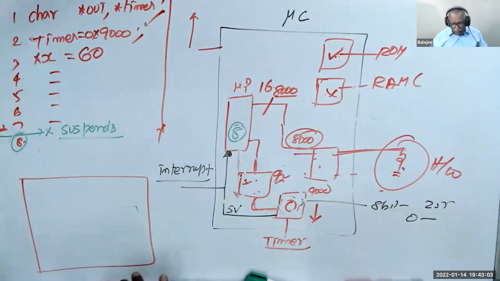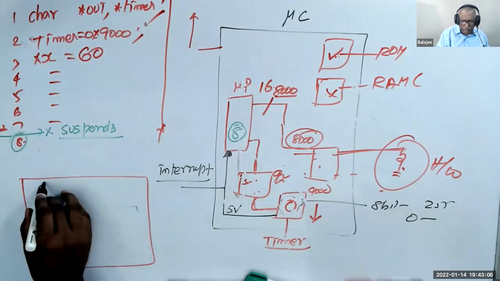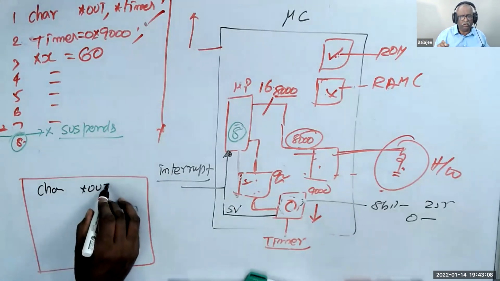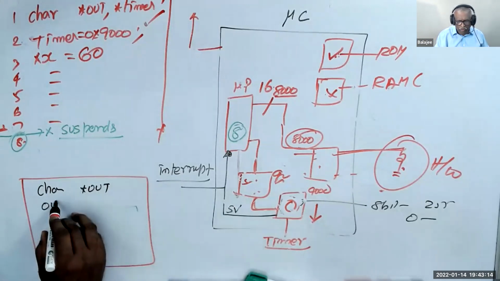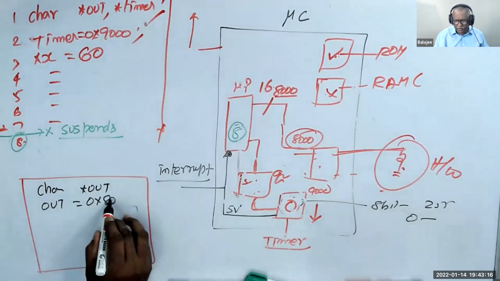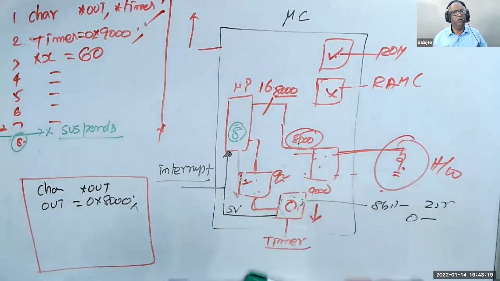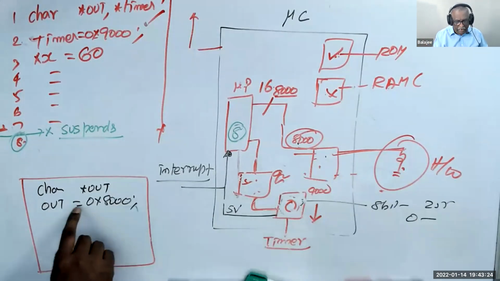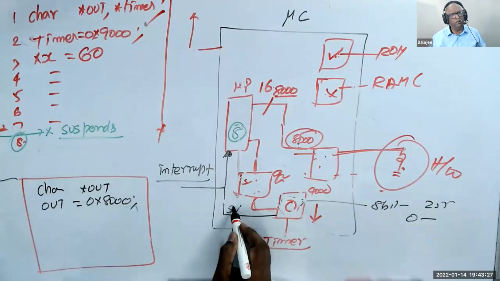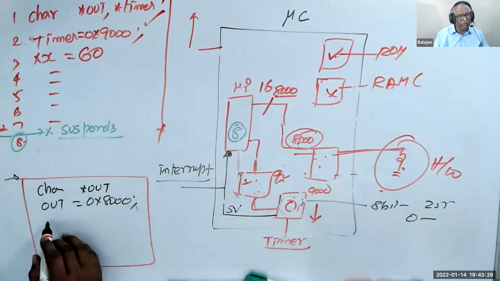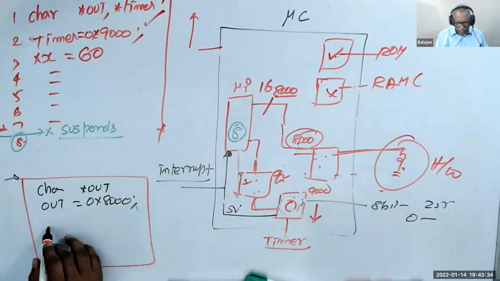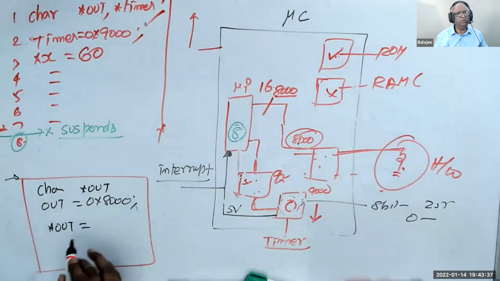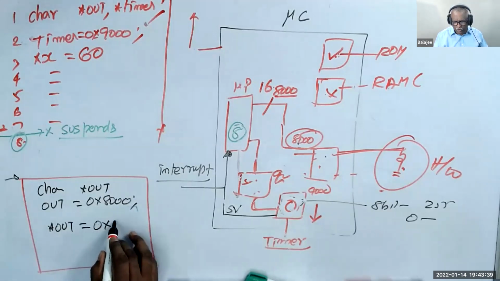In that code, we have written char star out. Am I right? Now I know that when you come here, I say out is equal to 0x8000 because the LED is connected to 8000. Now you understand that. When I come here, that means that this guy becomes 0. Otherwise, I will not come here. So what will I do? I will say star out equal to 0x01.